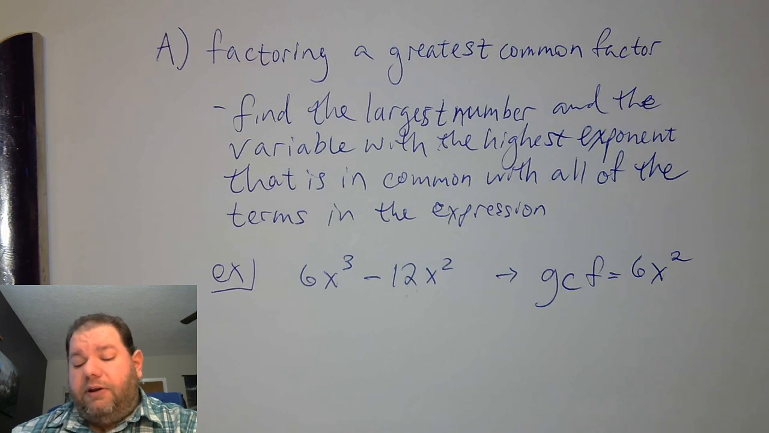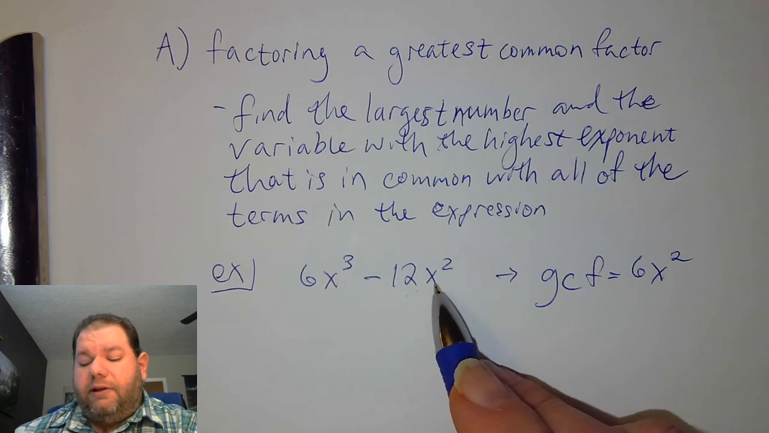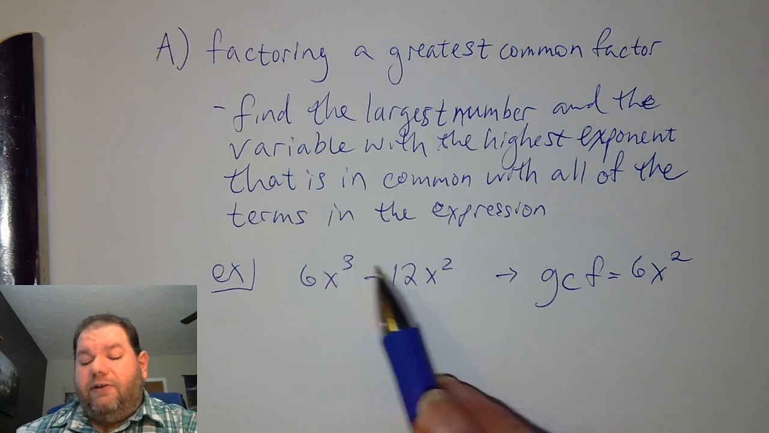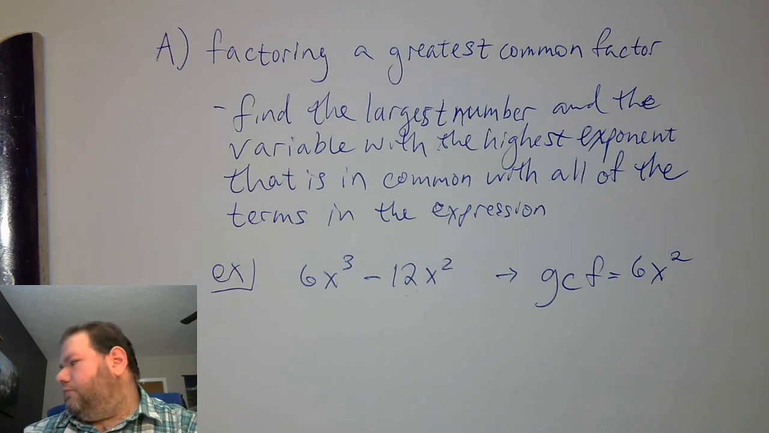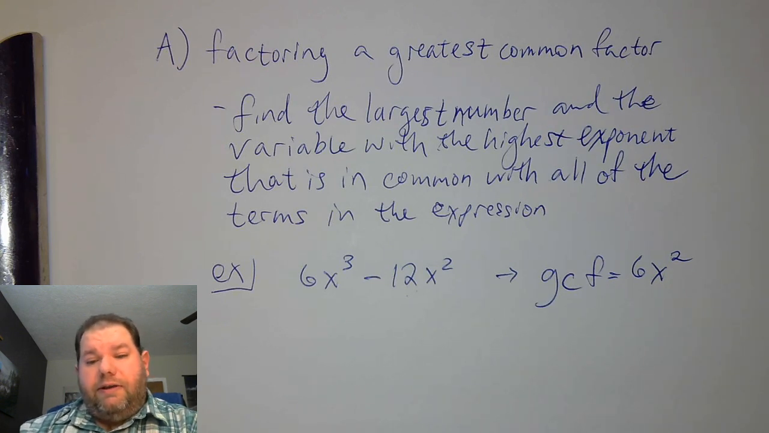For the x's, we take basically the lowest exponent that is in common with all the terms. So each of these terms have at least x to the second power. This one has x to the third, of course, but they both have at least 2. So that would be our result there. Okay, so the issue then is, now that we've decided what the greatest common factor is, how do we actually factor it from these two terms?